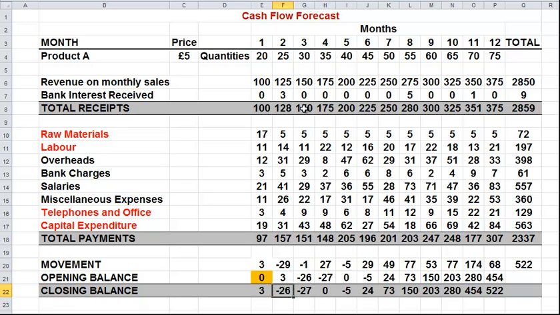For month 3, our receipts are 150. Our outgoings are 151. When we add all of this column up here, we get 151. So 150 minus 151 is minus 1. We've had minus 26 carried forward from the previous month into month 3. So minus 26 minus 1 added together, we have minus 27.